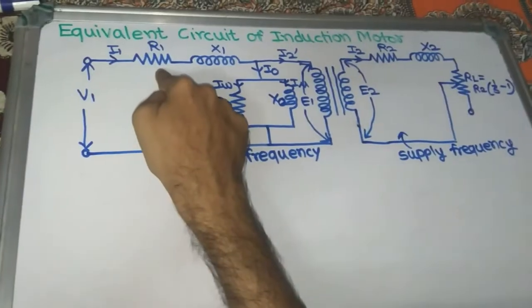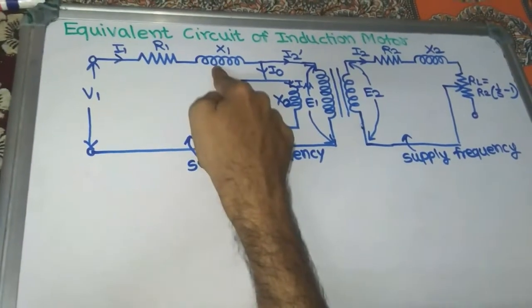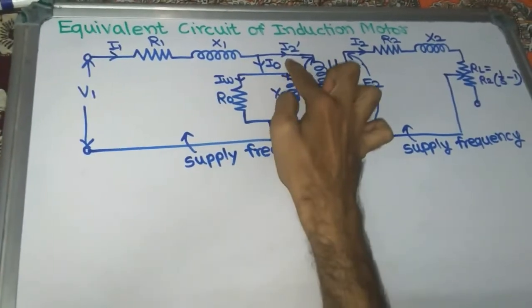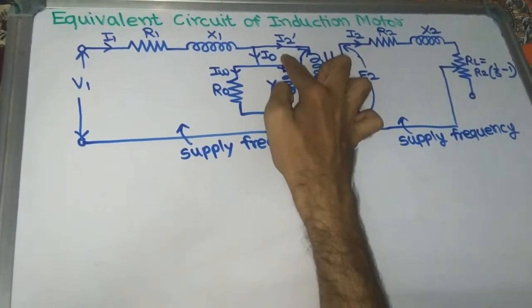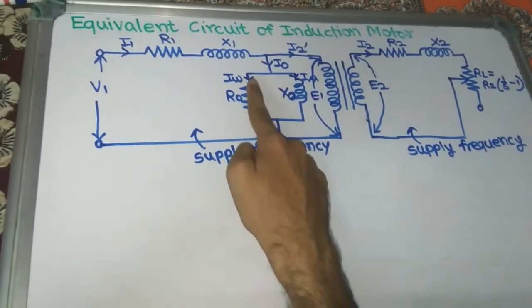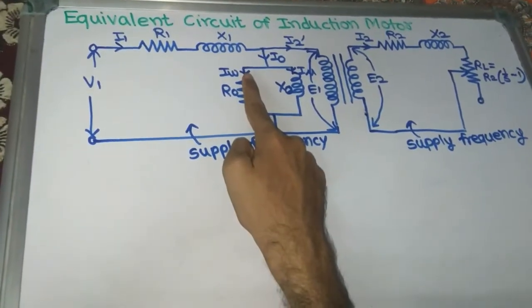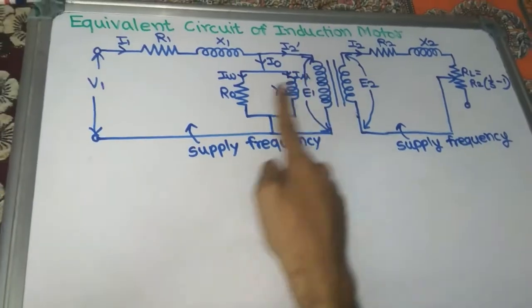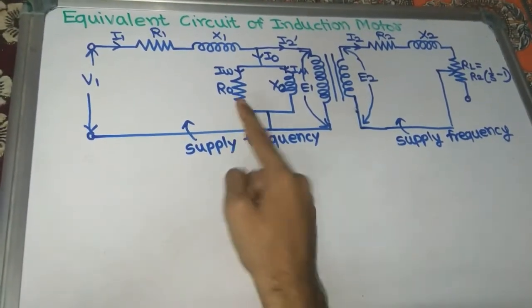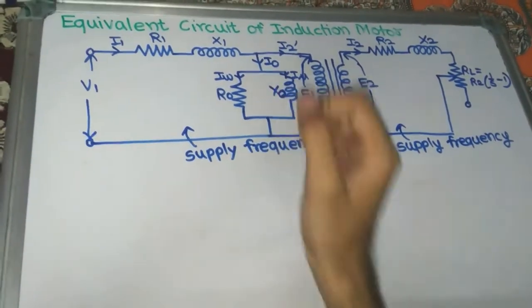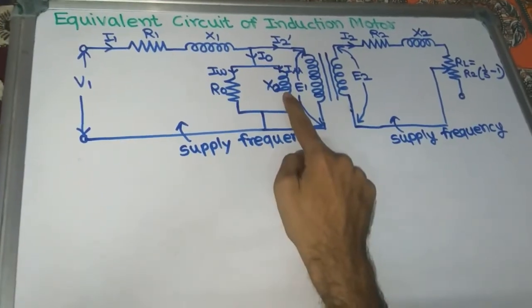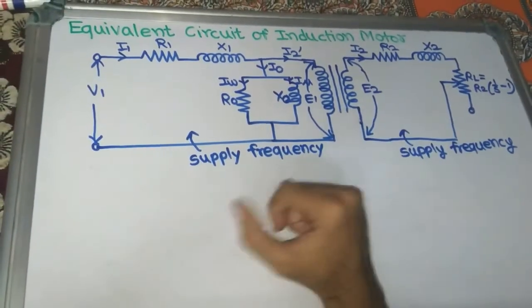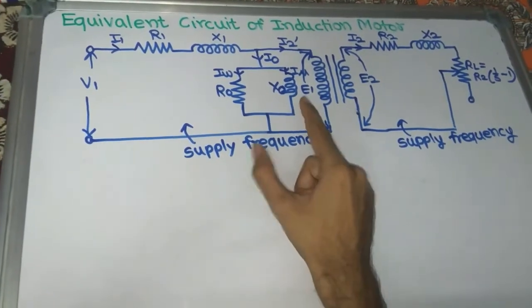R1 is stator resistance per phase, X1 is leakage reactance of stator per phase, I0 is no load current per phase, IW is working component of no load current per phase, I mu is magnetizing component of no load current per phase, R0 is used for supplying the losses, and X0 is for producing the flux in the air gap between stator and rotor.